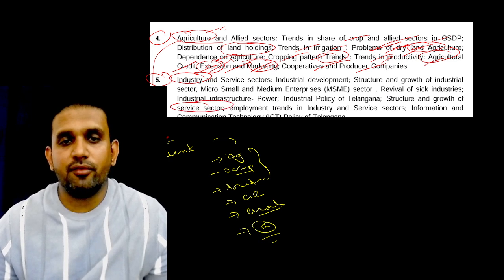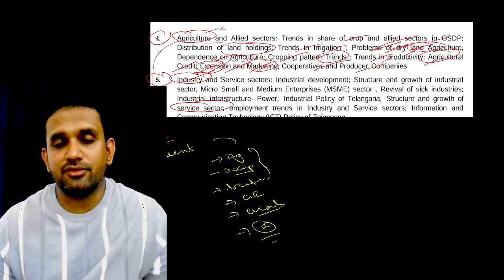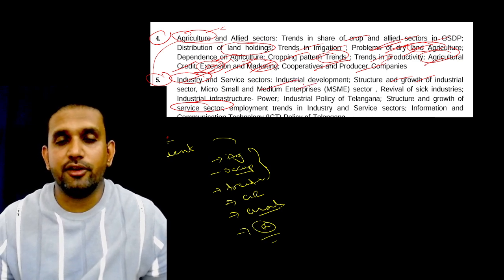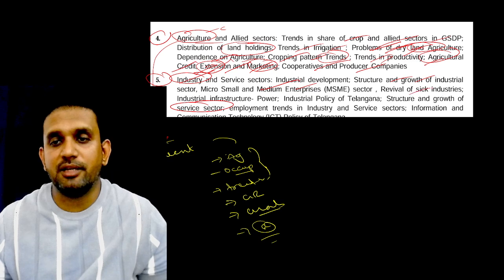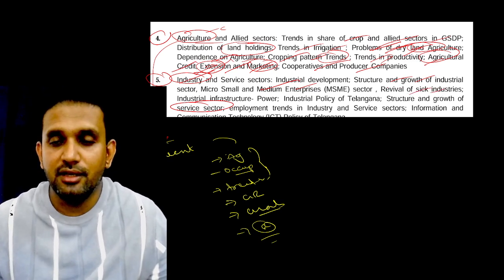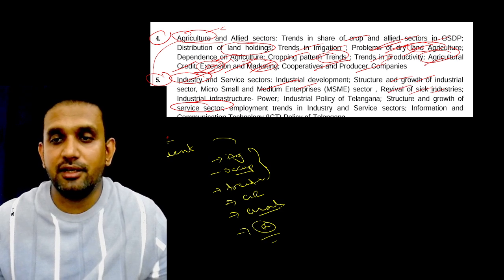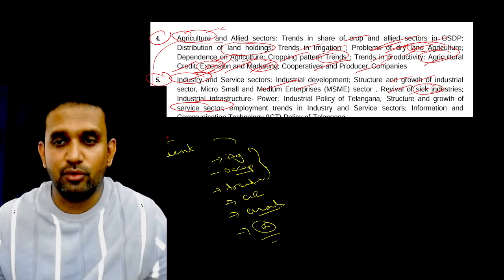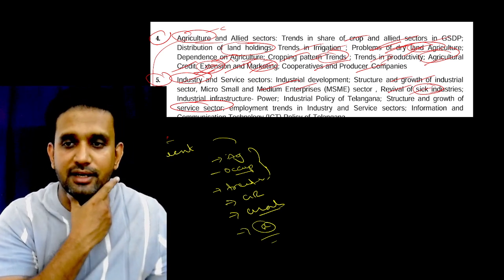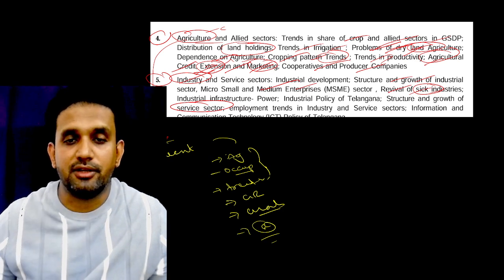In the industry sector, we are again going to study how industrial development happened, then the structure and growth of industry, and within industry which sector is doing well. Then MSME, an important area of the Group 1 Mains exam, and obviously MSMEs will go down if they are not properly managed. So sick industries, how we are trying to revive them. We also have the Telangana Sick Industrial Health Clinic. With the help of that, we are able to revive some industries.